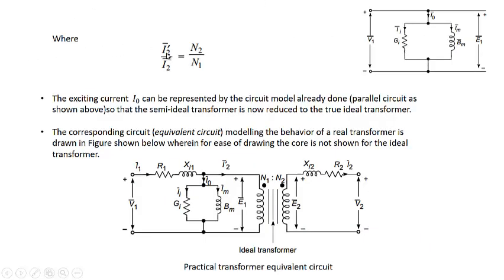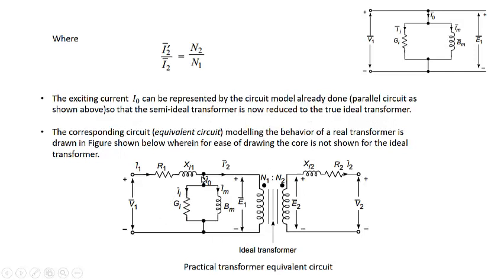Where I2 dash, as you know, will be equal to I2 times N2 by N1. So this is actually that circuit which we have already drawn. In this case, exciting current I0 can be represented by a circuit model that we have already done. That's a parallel circuit. So that the semi-ideal transformer is now reduced to the true ideal transformer.